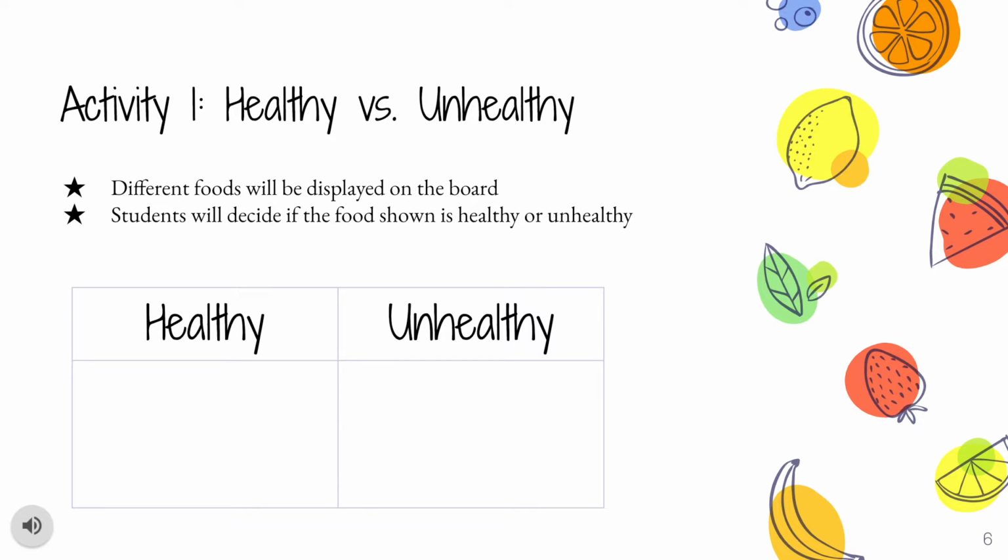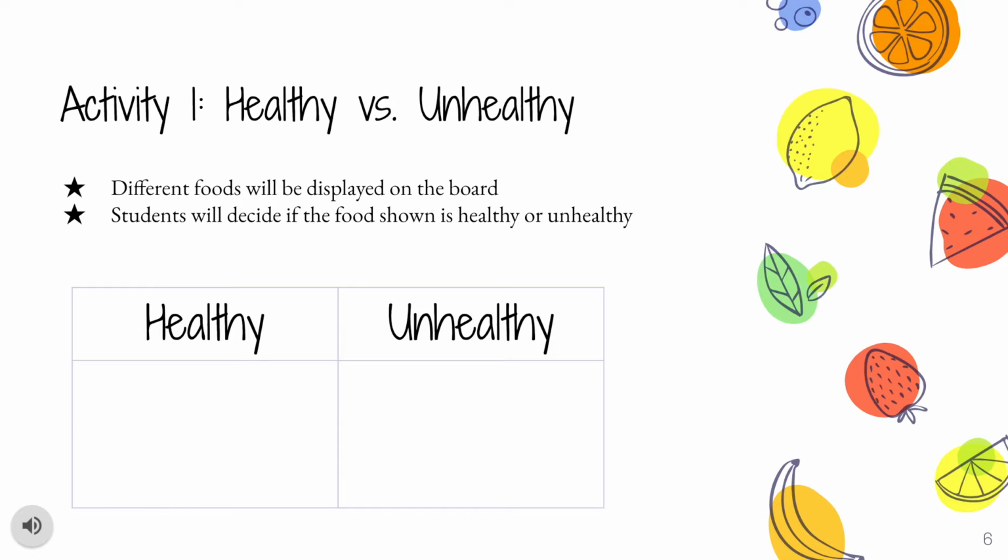Our first activity is called Healthy versus Unhealthy. We have created a slideshow that shows a chart that has two different sides. One side is called healthy and the other side is called unhealthy. We will then have different foods come up on each slide. As a class, the students will then sort the items into the correct category by stating if one is unhealthy or healthy. We will show this example of our slides on the following slides.